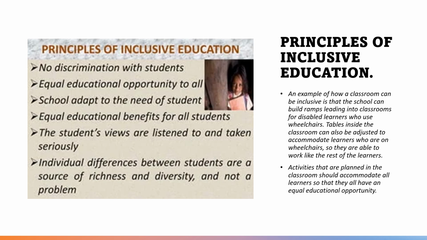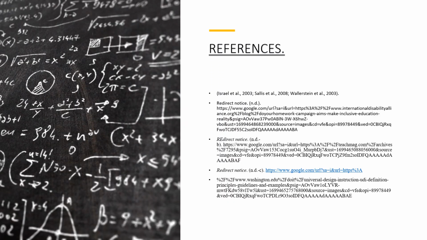So here are examples. An example of how a classroom can be inclusive is that the school can build ramps leading into classrooms for disabled learners who use wheelchairs. Tables inside the classroom can also be adjusted to accommodate learners who are on wheelchairs, so they are able to work like the rest of the learners. Another example, activities that are planned in the classroom should accommodate all learners so that they all have an equal educational opportunity. These are our references, and thank you.